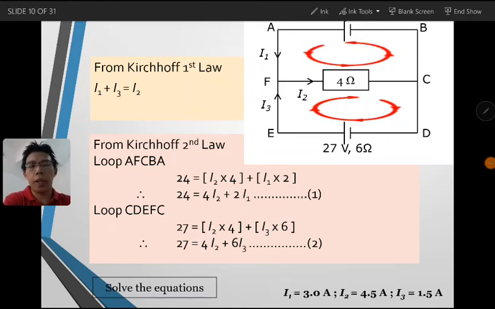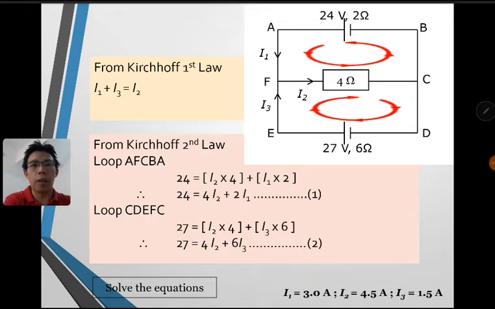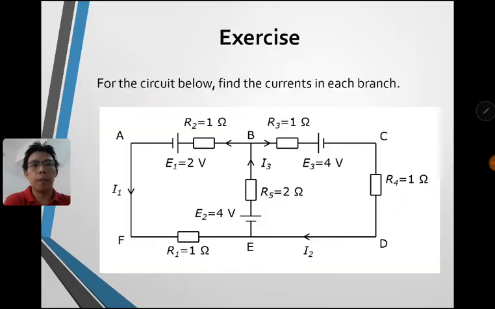Alright, so hope you are able to understand the part on Kirchhoff's first and second law, and this is the answer for the example that I gave you. I1 is 3, I2 is 4.5 ampere, and I3 is 1.5 ampere. So after you solve that, now we move on to the next example.